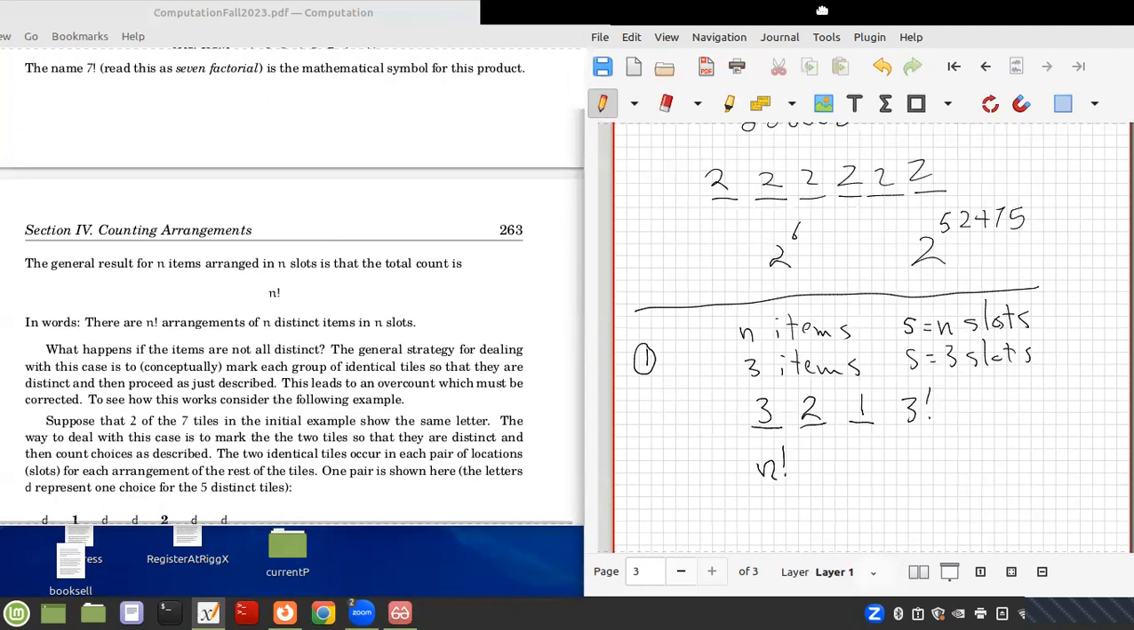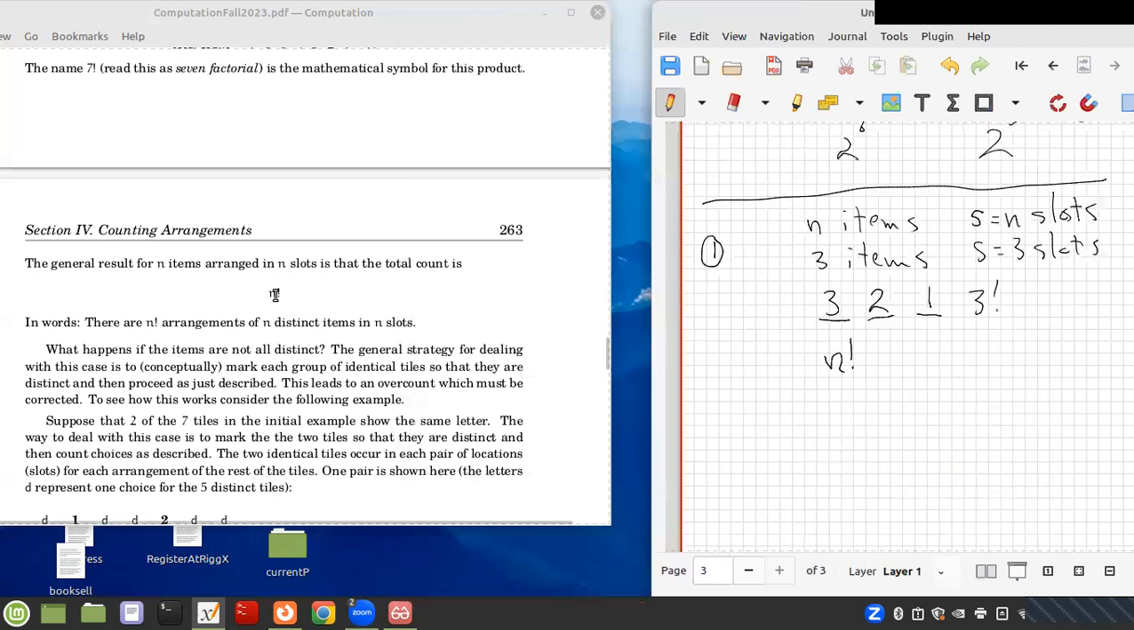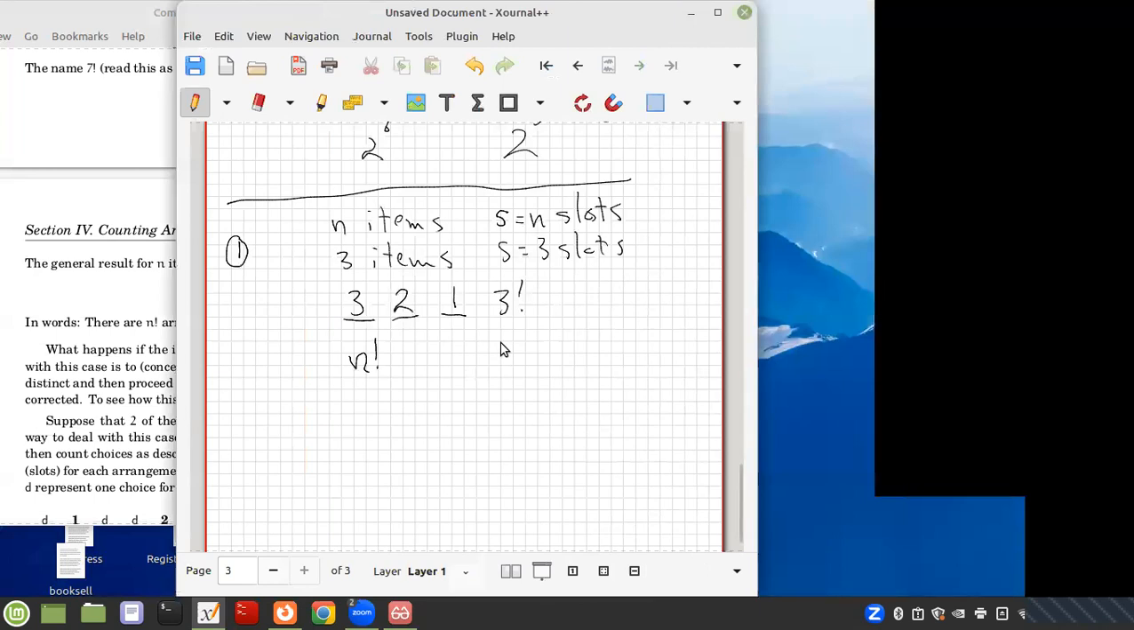Okay, now there's a subcase here. What happens? See here, that's our answer here on page 263, n factorial. But what happens if the items are not all distinct? Let's say, for example, that I have this name, and I want to know how many different sequences I can make with this name. If I scramble these letters, I've got 6 letters, so you can sort of see that there's a problem because they're not all distinct.